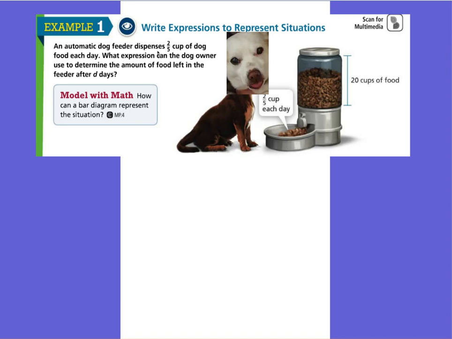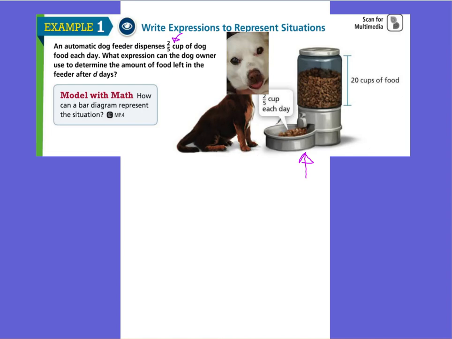So first off, we got an automatic dog feeder. So here's our dog feeder right there. If you've never seen these before, basically what they do is you can put a setting in. So you fill up this reservoir, and then you can say, I want it to spit out a certain amount of dog food per day. So this one's set to spit out 2/5 cups each day.